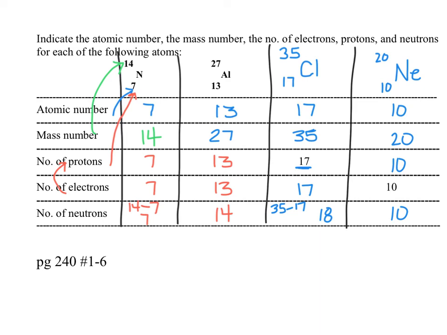Good job. Okay, I've given you some practice in your textbook on page 240, number 1 to 6, which is going to, again, just reiterate what this lesson has said. So please read the section along with doing those questions. And I've also posted another exercise just like this so that you can practice finding the number of protons, neutrons, and electrons. Have fun.